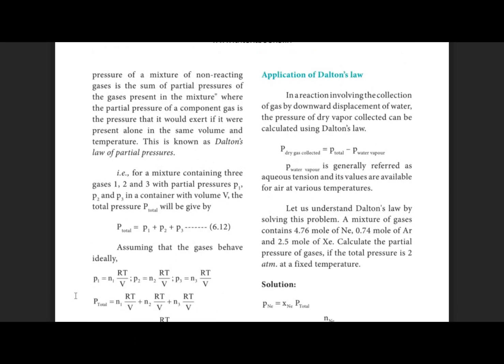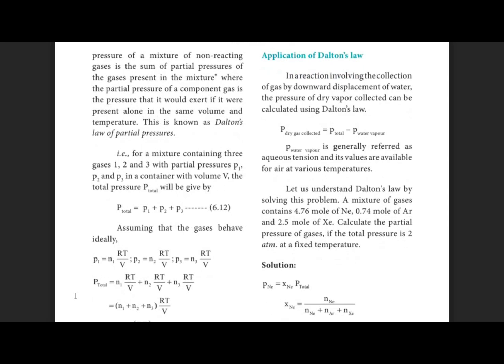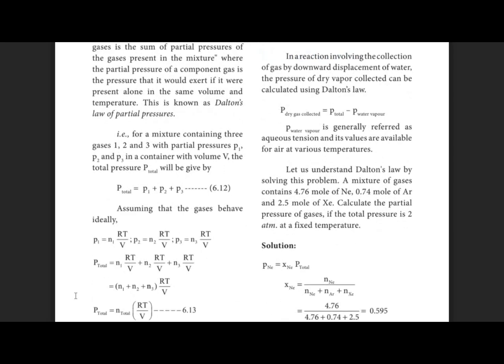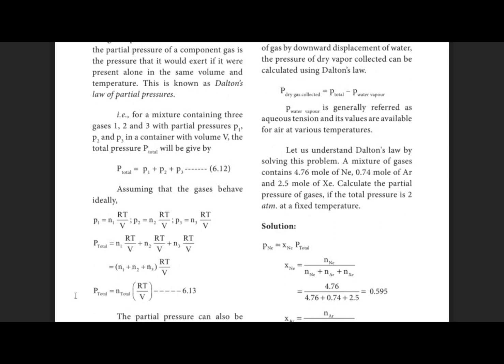Now we can look at the applications of Dalton's law. In a reaction involving the collection of gas by downward displacement of water, the pressure of the dry gas collected can be calculated by using Dalton's law. That is, P dry gas collected is equal to P total minus P water vapor. P water vapor is generally referred to as aqueous tension, and its values are available for air at various temperatures.